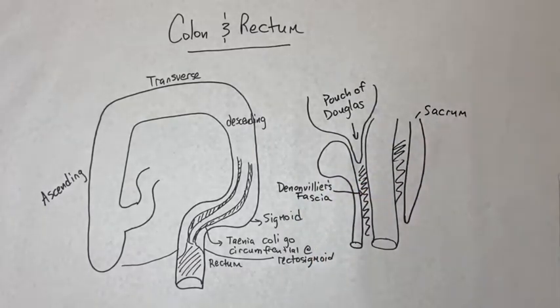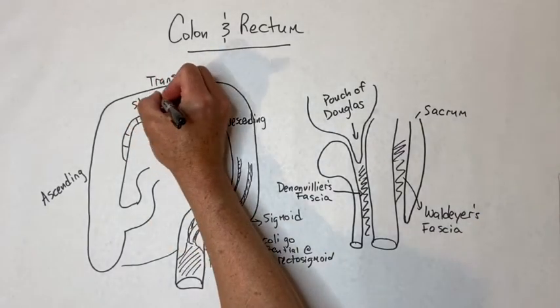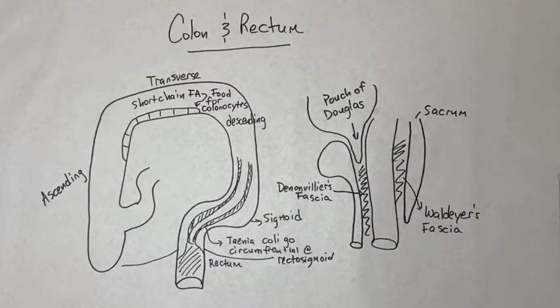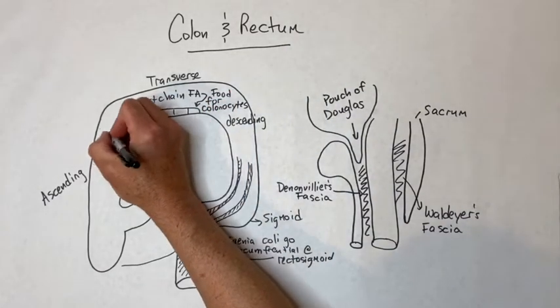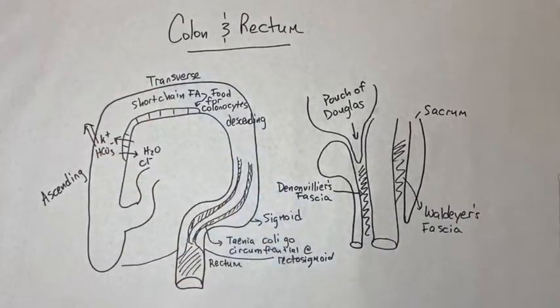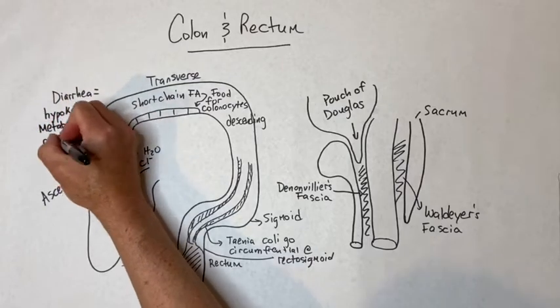The Waldeyer's fascia is the rectosacral fascia posterior. The food supply of colonocytes is short-chain fatty acids. The colon secretes potassium and bicarbonate, and it absorbs water and chloride. Diarrhea leads to hypokalemic metabolic acidosis.